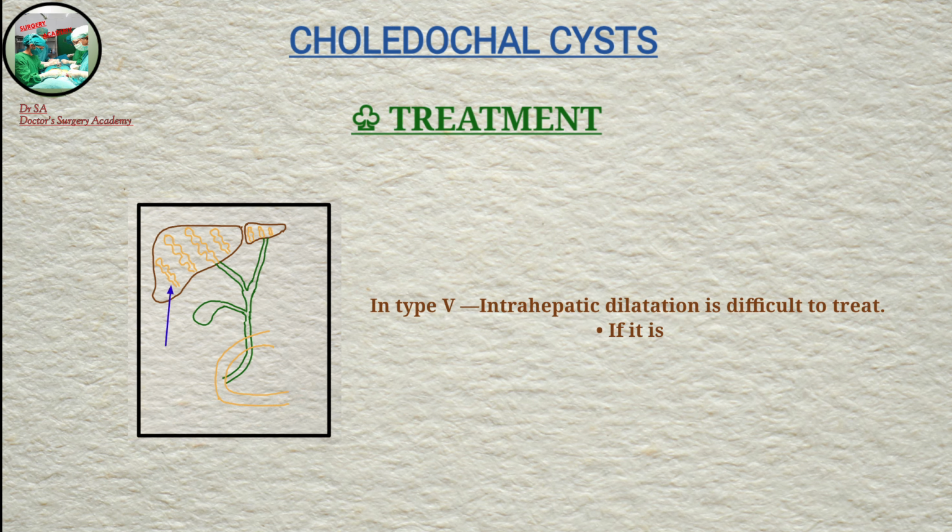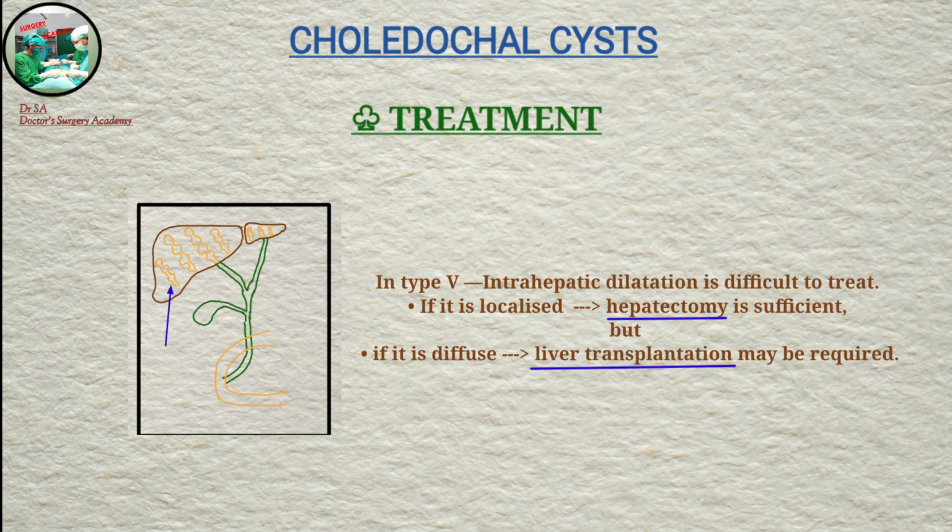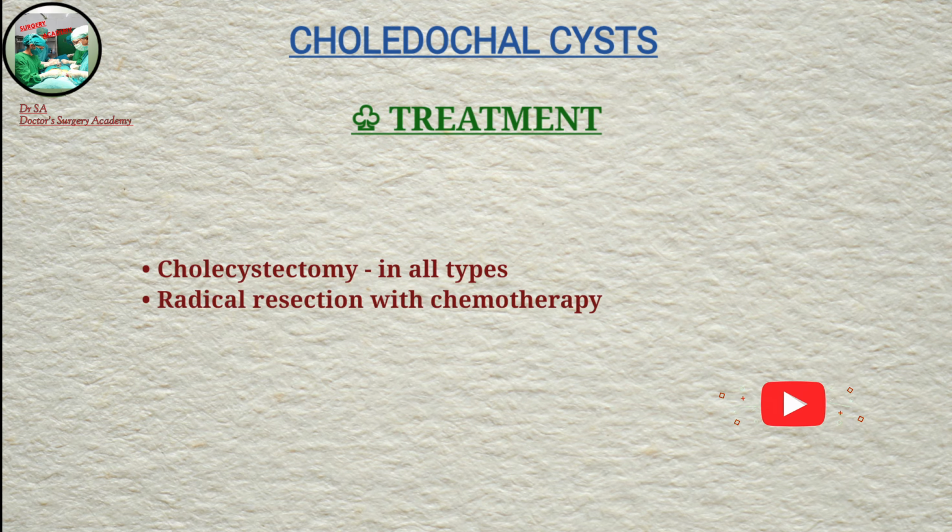Type 5 is more challenging because the abnormality involves the intrahepatic bile ducts. If the disease is localized to one part of the liver, hepatic resection may be sufficient. However, in diffuse disease with severe complications, liver transplantation may be required. Cholecystectomy is generally performed along with the definitive treatment in all types because the incidence of gallbladder carcinoma is also high in these patients.